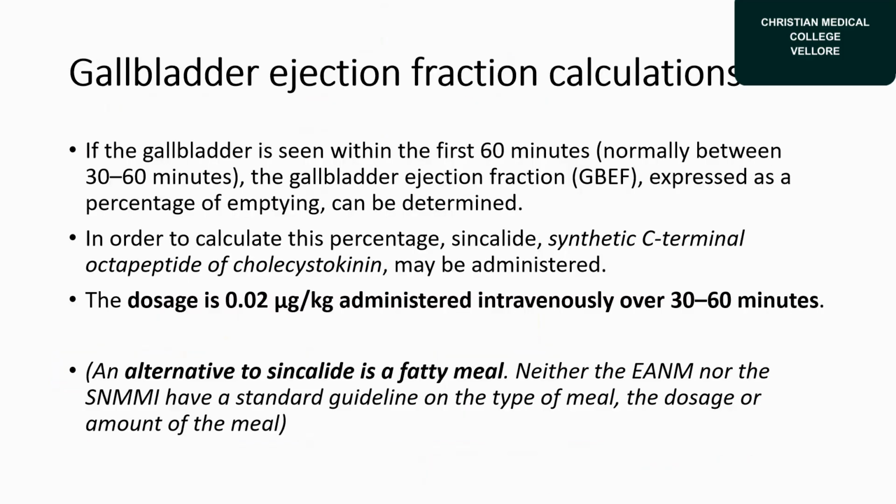So gallbladder ejection fraction, how do you calculate it? Basically, as I told, you wait for the first 60 minutes and visualize the gallbladder. And after that, you would inject Synclinide. The dosage at which you inject is 0.02 microgram per kilogram, and it's administered intravenously over 30 to 60 minutes.